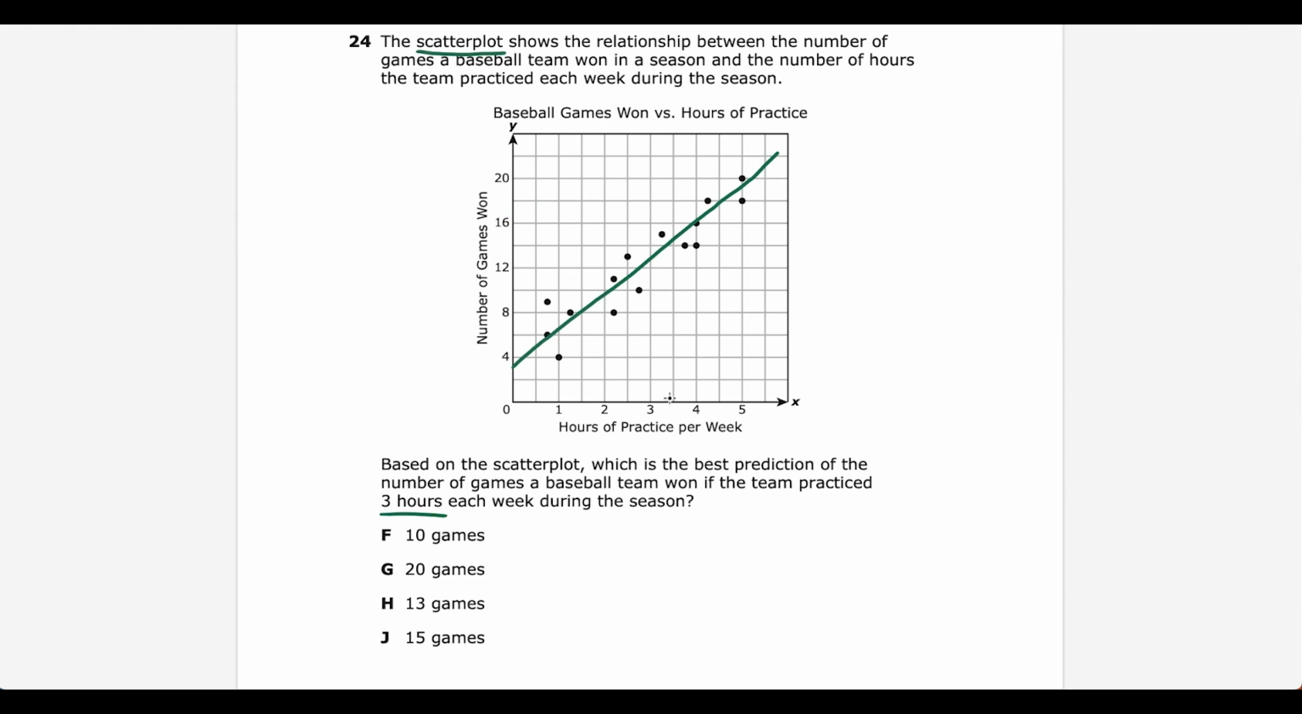Then from here, we go to 3 hours and say, okay, what would be something in the neighborhood here? Well, notice this is counting by 2. So this would be 12, this would be 14, and then 16, and we're somewhere in the middle there. So 13 games, choice H is looking good. The moral of the story here, though: the more you practice, the better you'll do. So for something like this math test, just make sure you get your practice in.